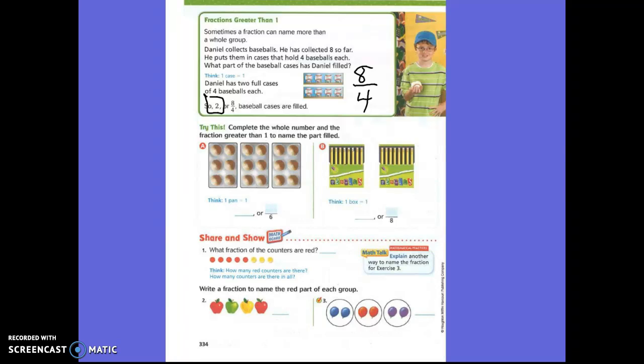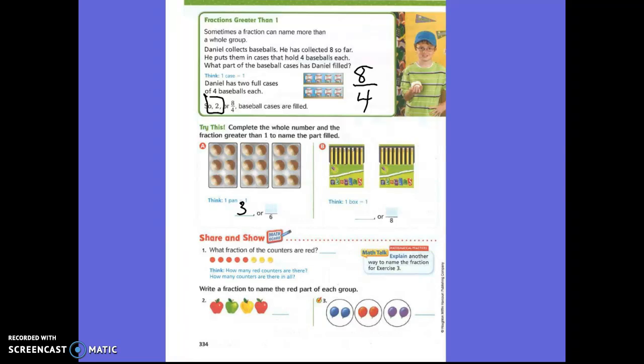Okay, complete the whole number and the fraction greater than 1 to name the part filled. Okay, the whole number is first, guys. Look at these pans of eggs. They're not eggs. Muffins. Oh, I'm so sorry. They look like eggs to me. Okay, how many whole pans of muffins do we have? Everyone? 3. Very good. There are 3 pans of muffins.